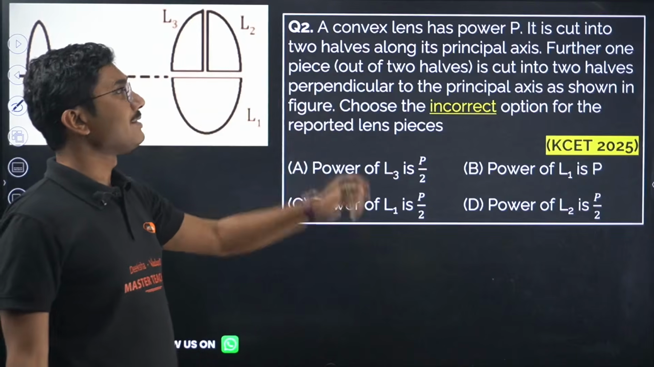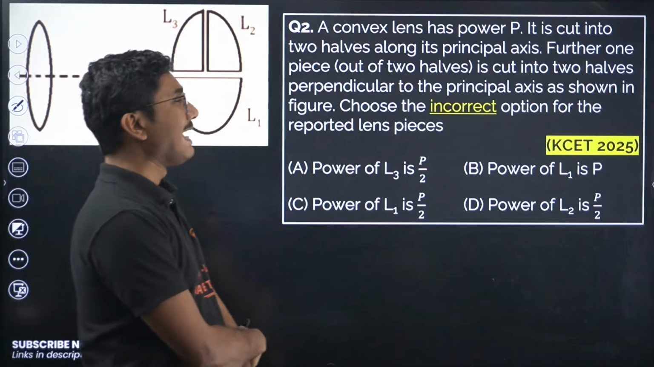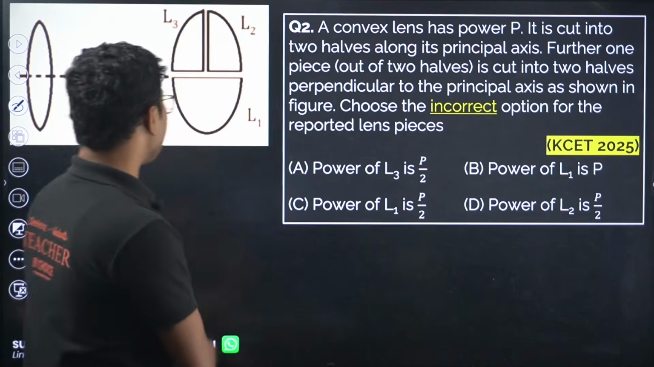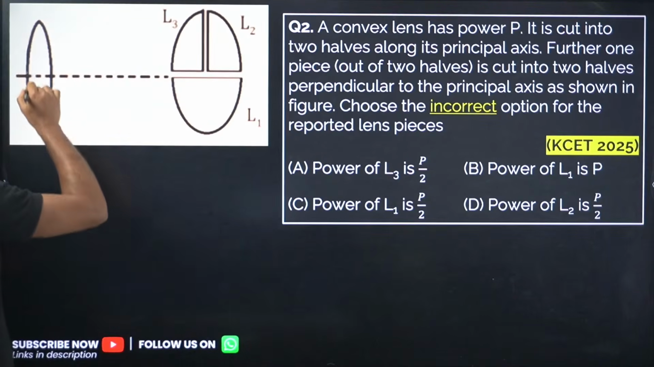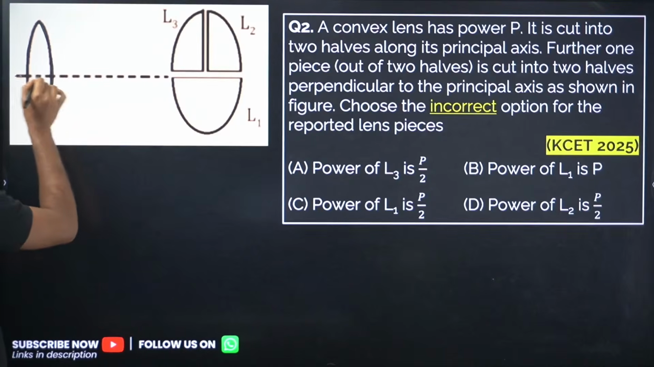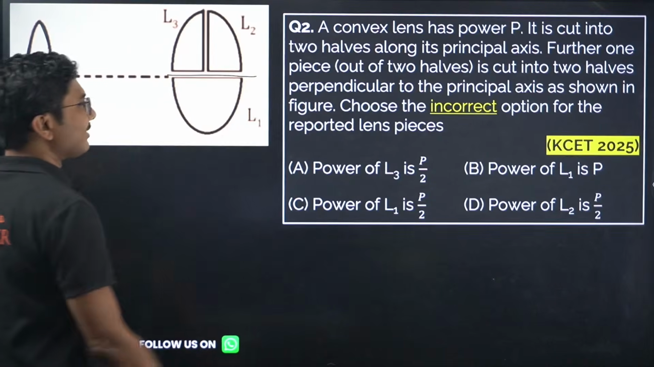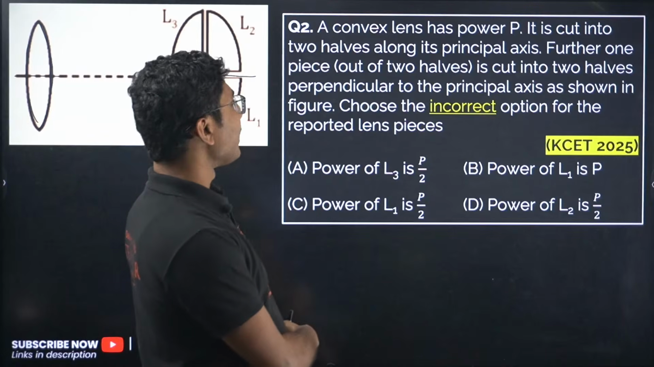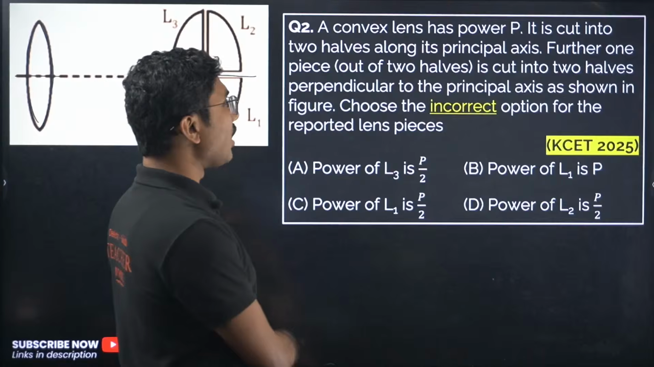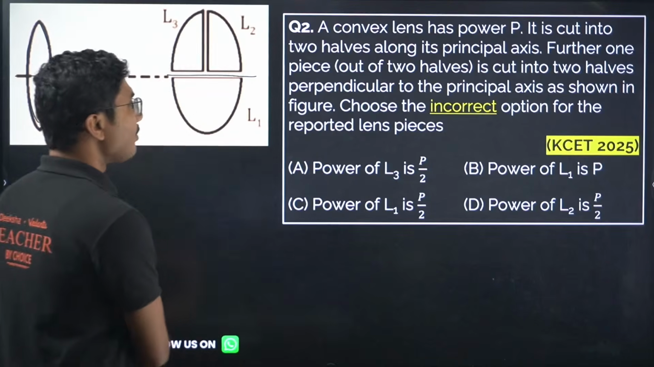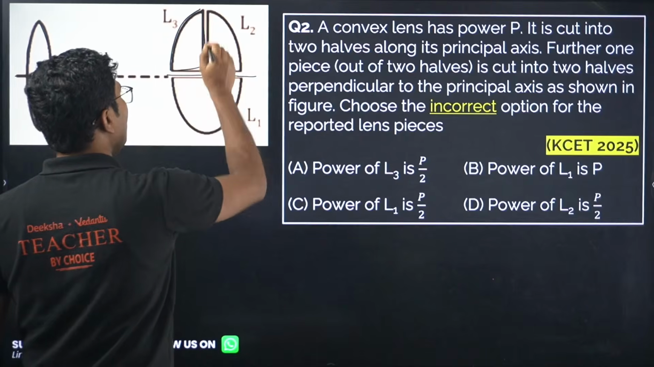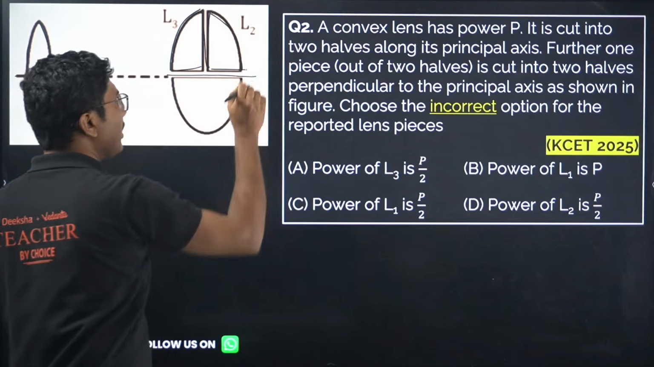A convex lens has a power P. It is cut into 2 halves along its principal axis. So here we have a convex lens. First we cut it along its principal axis like this, and then one piece out of the 2 halves is further cut into 2 halves perpendicular to the principal axis. So one half is again cut into 2 more halves.